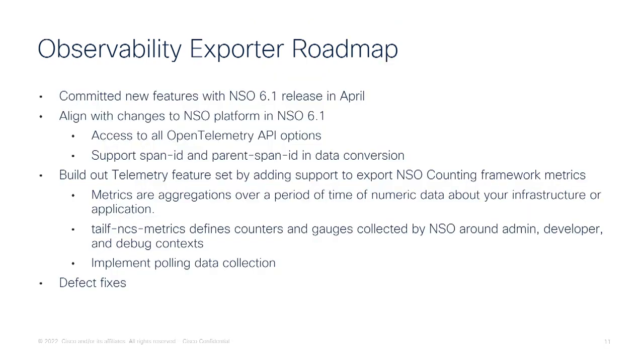So what is in the roadmap for observability exporter? It's a committed feature for the 6.1 release, which will be available in April. The observability explorer package will be aligned to the changes that the NSO platform will offer, through OpenTelemetry API options, supporting parent span ID and span ID for data conversion, building a more telemetry feature rich set by adding support for the counting framework metrics, the newer framework metrics that will be available as part of the NSO platform, so that you could aggregate your metrics over a period of time and showcase and address that with your infrastructure or applications.